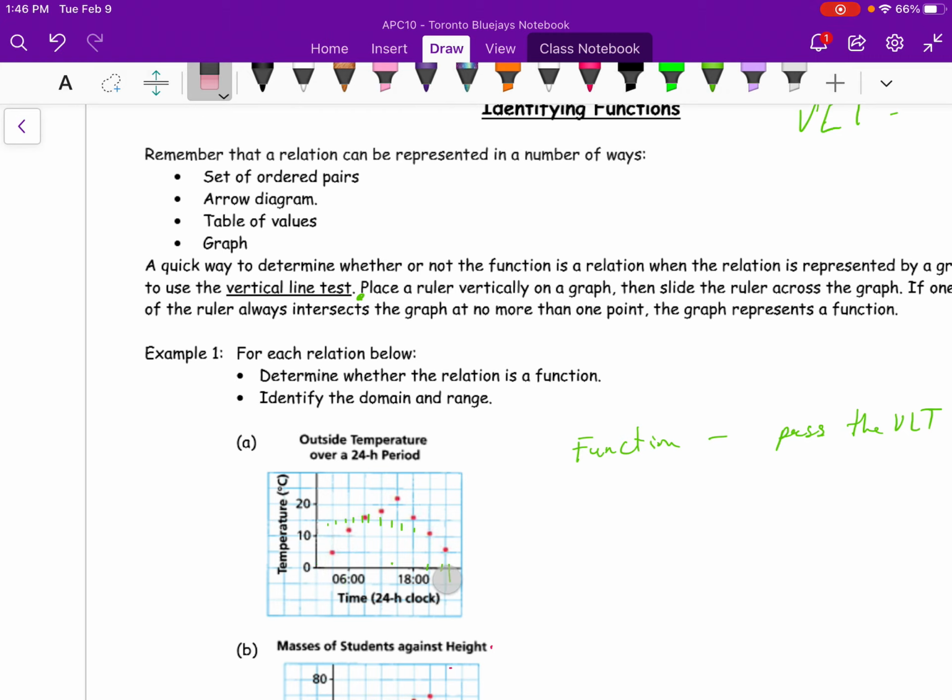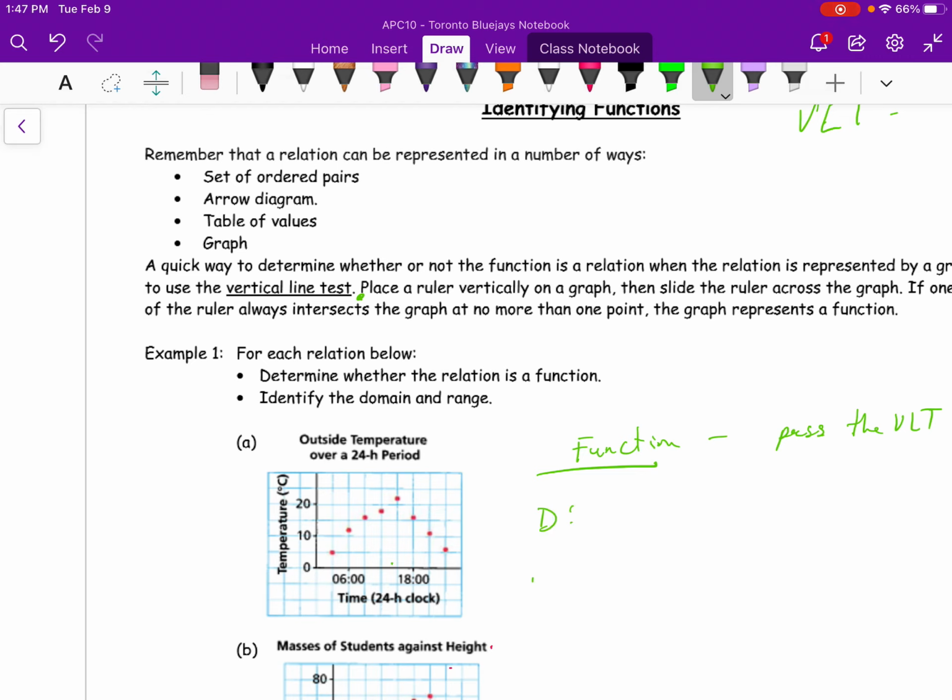The other way of explaining it: as long as you could draw a vertical line so that the vertical line intersects at no more than 1 point. So for instance, if I draw a vertical line here, no matter what vertical line I draw, they're going to pass through no more than 1 point. So therefore, it is a function. So determine if the relation is a function. Yes, it is a function.